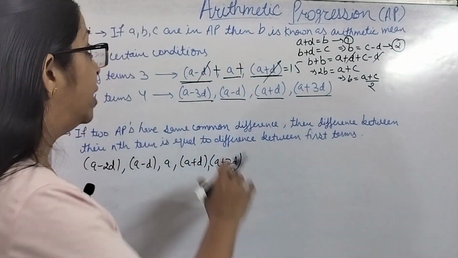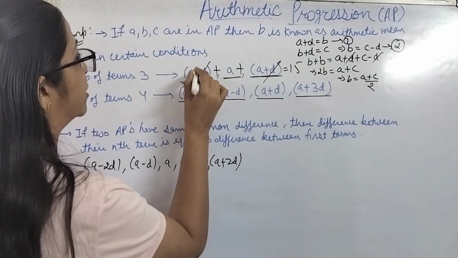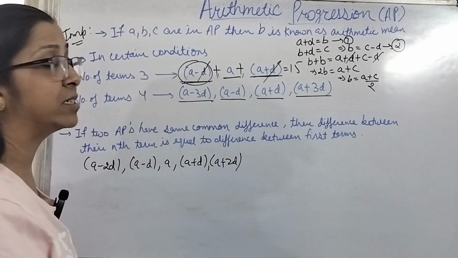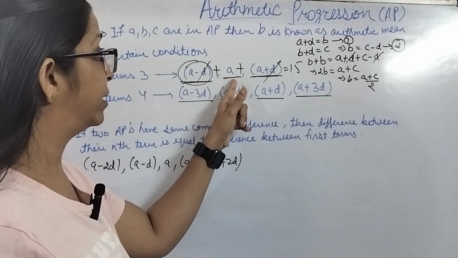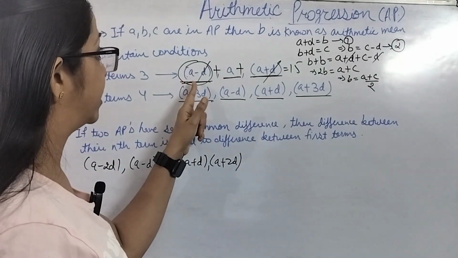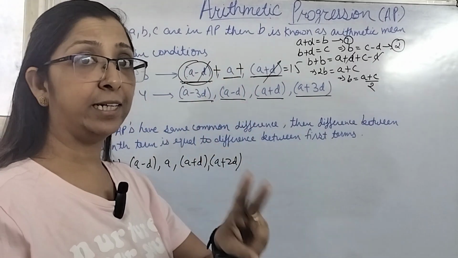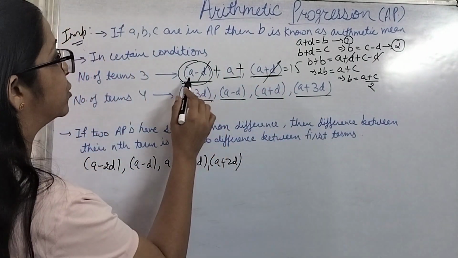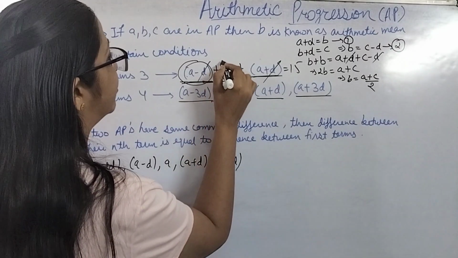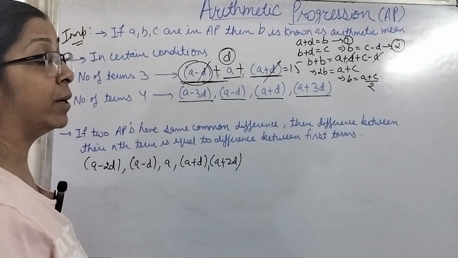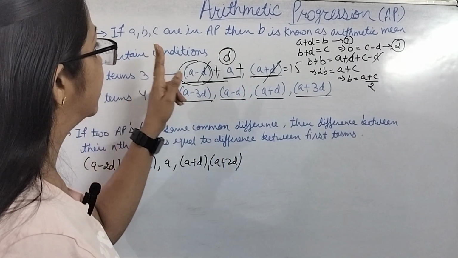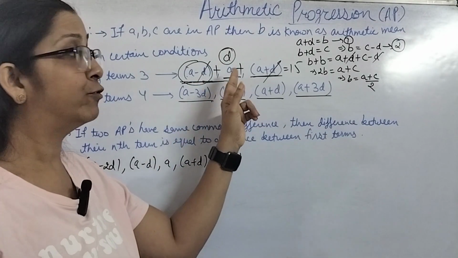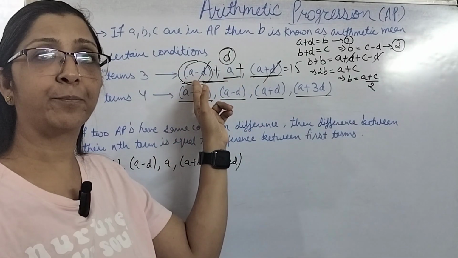Now here in these cases, your first term is a minus d, instead of a. The first term is a minus d, a is your second term and a plus d is your third term. And the common difference over here we can see is d only. But let's remember that the first term is not a, the first term is a minus d.